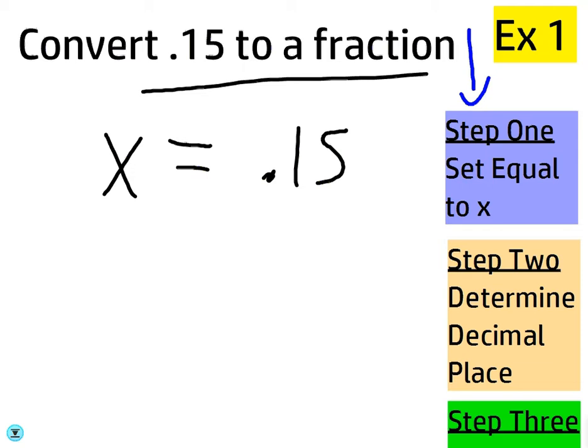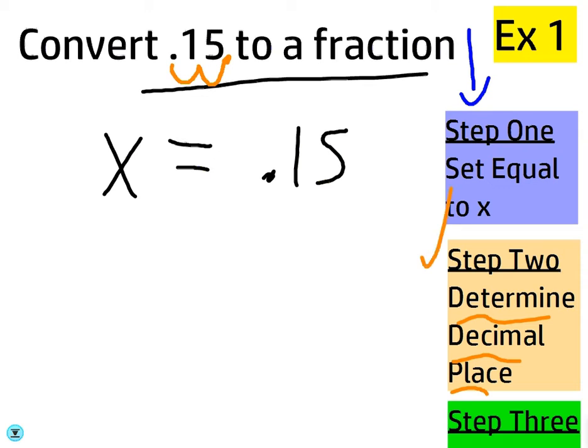The next step is to determine the decimal place. What I normally do is look at the original decimal and move that decimal as far to the right as possible. So how many times did I have to move that? Twice. So we are in the hundredths place. The way you would read that decimal is 15 hundredths. Does that make sense? If I move it once, it'd be in the tenths place. Move it twice, hundredths, 3 times, thousandths, whatever. So that's it for step 2.